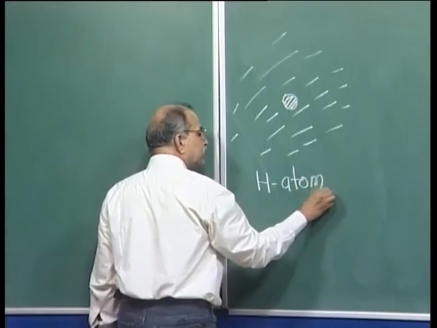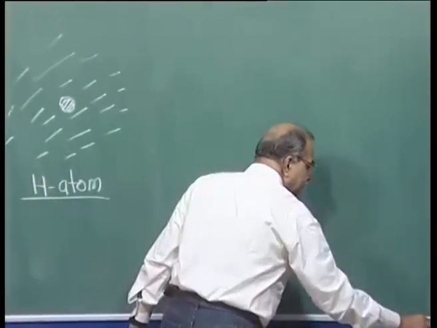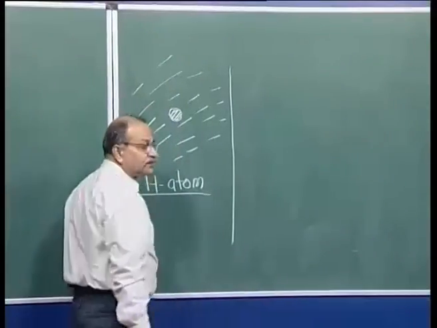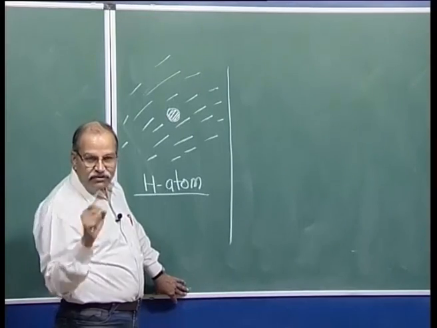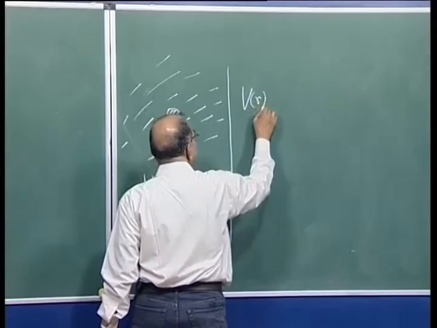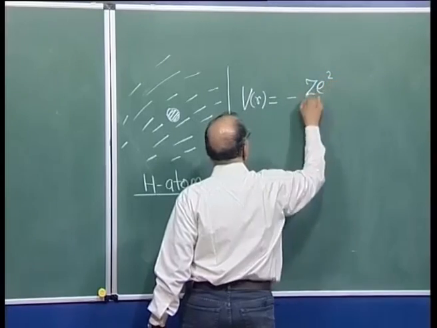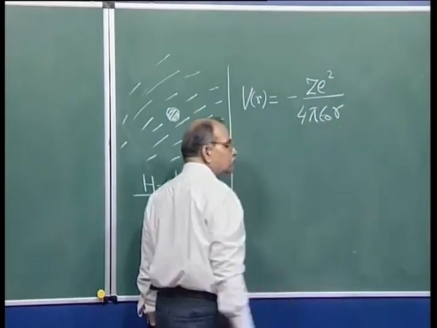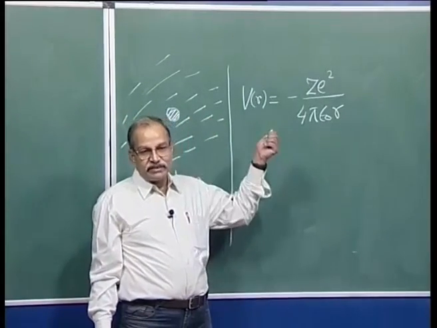Remember your quantum mechanics classes of the hydrogen atom or hydrogen-like atom, ions with just one electron left. Then your potential energy term would be minus Ze square over 4 pi epsilon naught r. Ze is the nuclear charge, the positive nuclear charge, and minus e is the electronic charge.